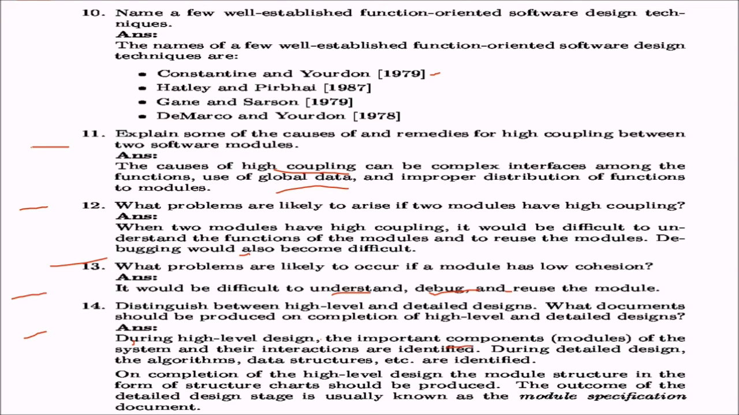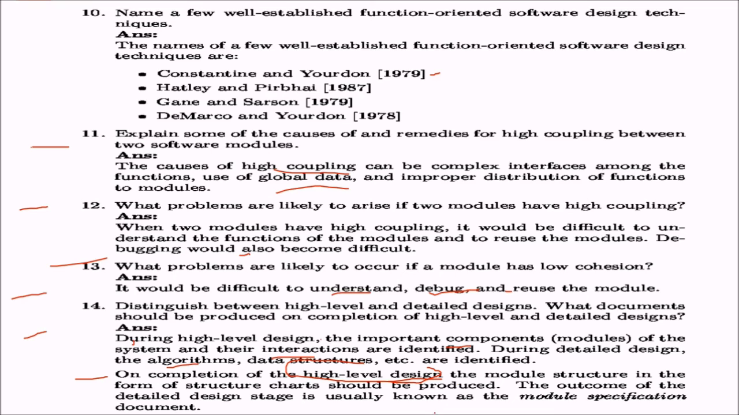So, components and the interaction among the components. And while you are doing detailed design, you actually try to formulate the algorithms and the data structures; these are identified. Then, on completion of this high level design, the module structure in the form of structure charts can be produced. And what about the detailed design?